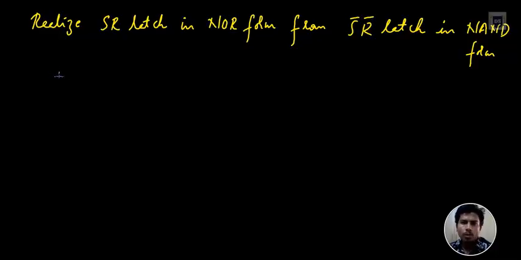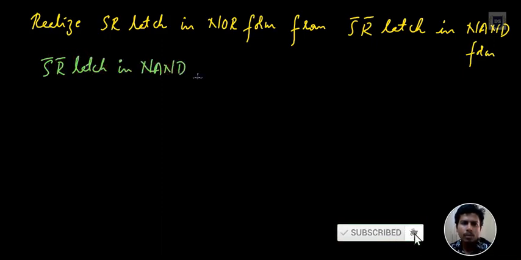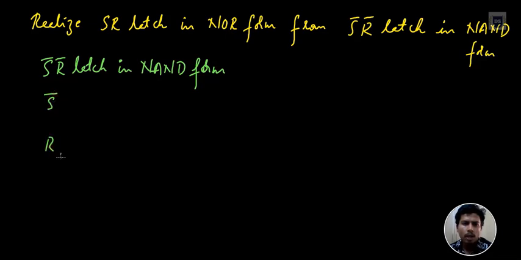First, let me draw S bar R bar latch in NAND form. So this is how our S bar R bar latch looks like. It has two inputs, S bar and R bar, which are given onto NAND gates, and it has two outputs, Q and Q bar, where Q is the output in normal form and Q bar is the output in its complement form.